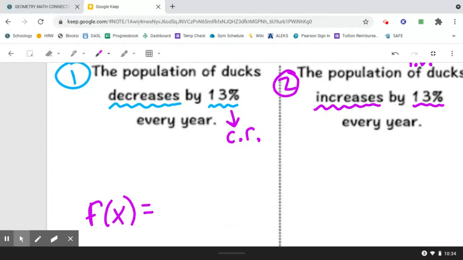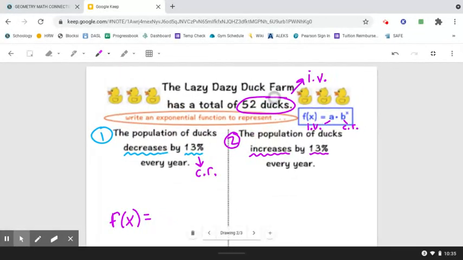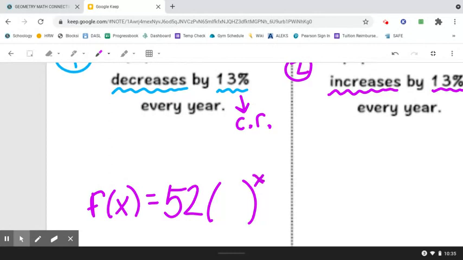So right now, if I write my equation, we have an initial value of 52 from up here. So 52 is going to be A. And then B, we're not quite sure yet. We know it has to do with that 13%. And then we still have the X up here and the exponent. So that 13%, we're going down 13% every year. So remember, we like to talk about these percentages in terms of, we're starting with 100% of our ducks. Where are we going from that original 100%? So all 52 of our ducks represent 100% of our ducks.